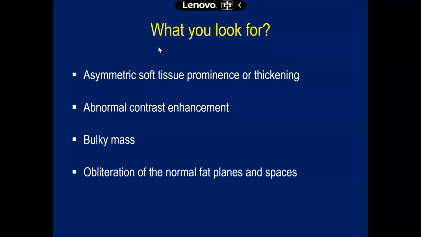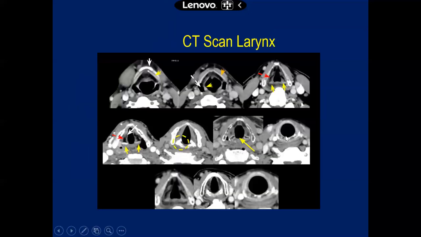This is how it looks. This is the cartilage. This is the pre-epiglottic space. This is the paraglottic fat. This is the aryepiglottic fold. This is the posterior pharyngeal wall. And this is the cartilage. You can see the arytenoid cartilage here, the cricoarytenoid joint here, and the cricoid cartilage. And when you are not seeing cricoid cartilage, then it is at the level of the trachea.